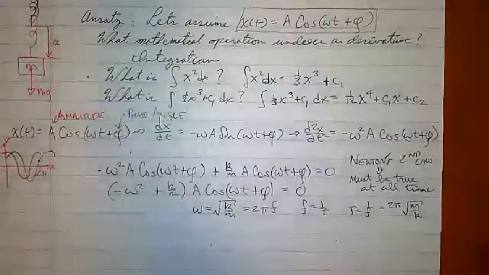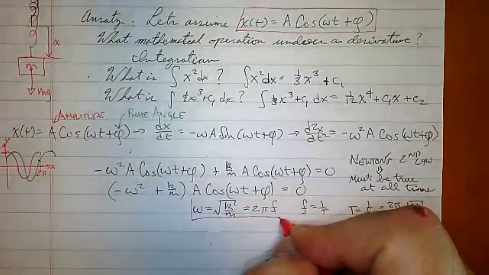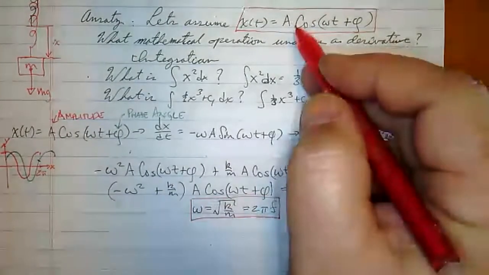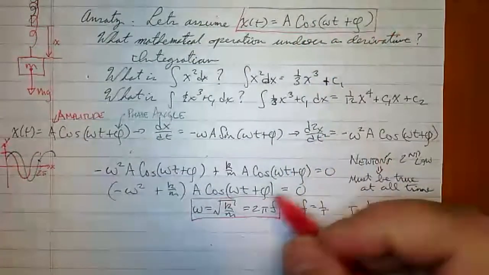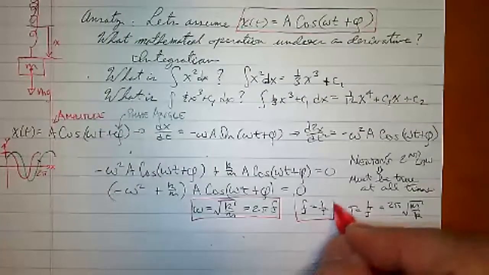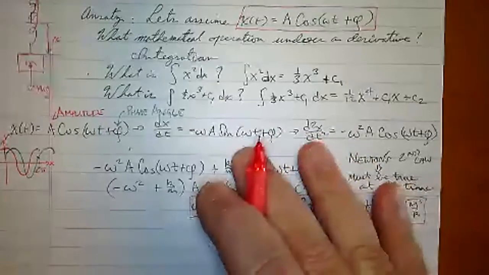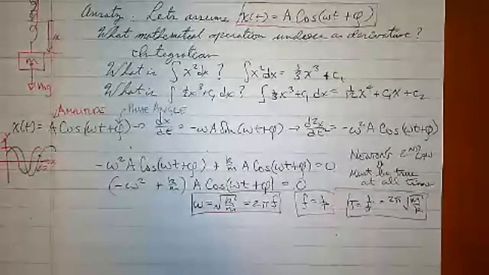So I'm going to go ahead and circle these. These are all critical things. So just like x equals A cosine omega t plus phi, you're just going to use these things. You don't have to go through and derive it every time. You're just going to use these facts and get your answer every time. So that's it. That's the solution of the differential equation.